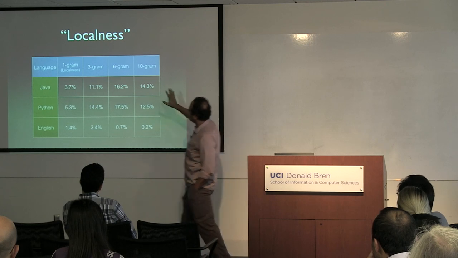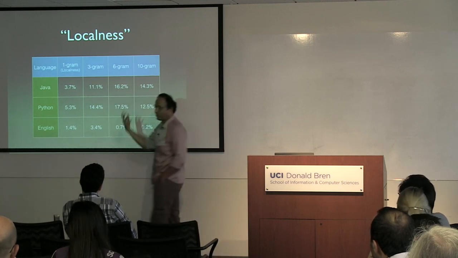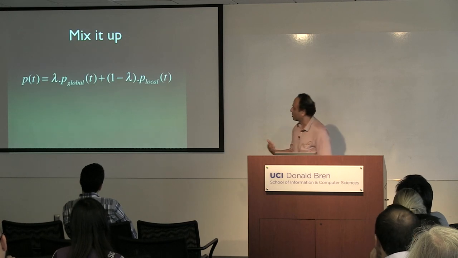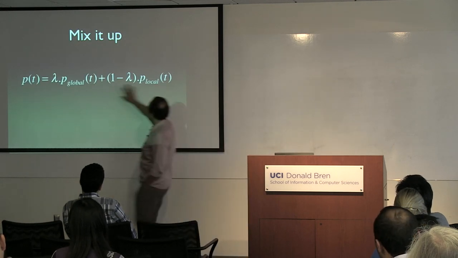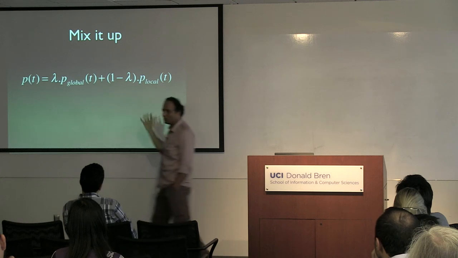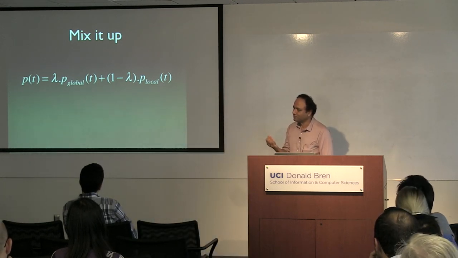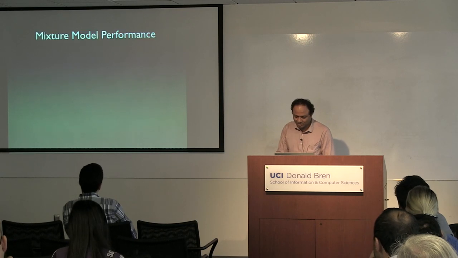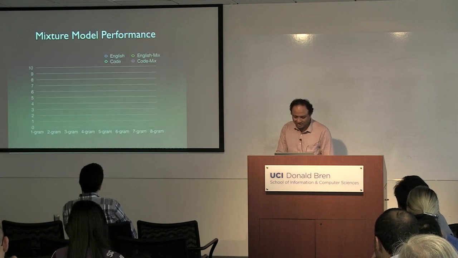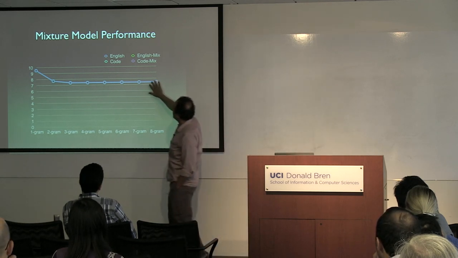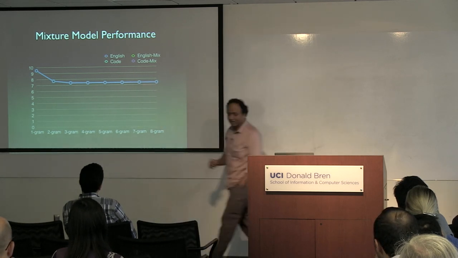So this phenomenon can be exploited. Basically, you build a probability model that combines a local model with a global model, and you mix the two probabilities. This is a standard mixture model, and it actually does better than either one of those models alone. When you do this for English, the local and global models don't give you much of an advantage.